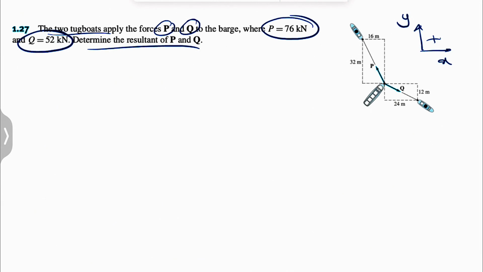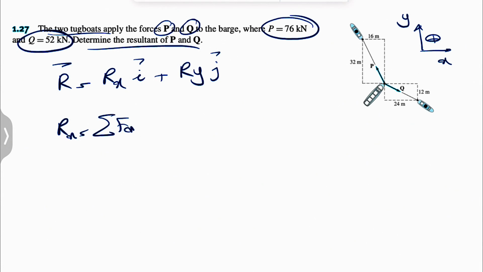Let's just go for x and y components in this video. Again, you can use trigonometry too. So the resultant at the end is going to have one x component and one y component. The x component would be the sum of all forces in x, and the y component would be the sum of all forces in y.